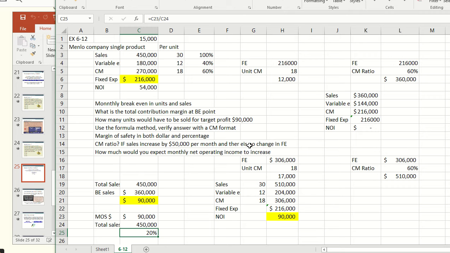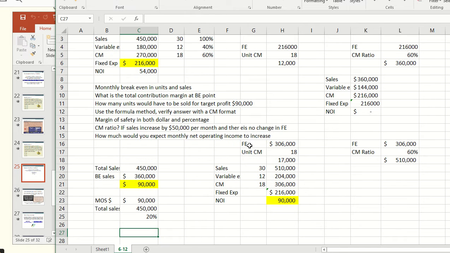Number 5, what is the company's contribution margin ratio? If sales increase by 50% per month and there is no change in fixed expenses, how much would you expect net operating income to increase? So you could calculate this by using the degree of operating leverage. Remember, and I don't think the answer solution does that, the degree of operating leverage is our contribution margin divided by our net operating income. Our degree of operating leverage, this amount divided by this amount. So we have a nice even 5, degree of operating leverage of 5.